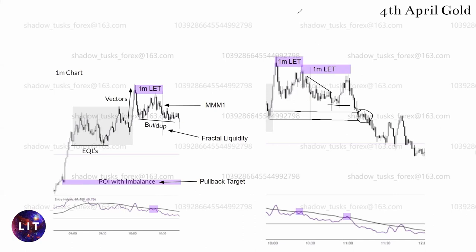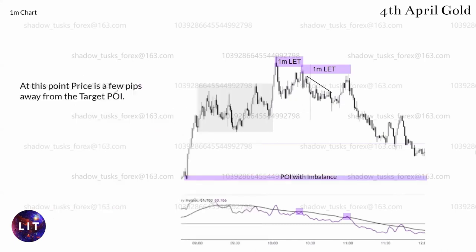Now remember, pullback trades don't always look this nice, so avoid them if you don't find them clear like this. Make sure they're basically like this, with the whole cycle making sense and with a very clear target worthy of risk to reward. So at this point, price is a few pips away from the target POI. You can see we are creating these fractal lows, and the imbalance is just ever so slightly low over here.